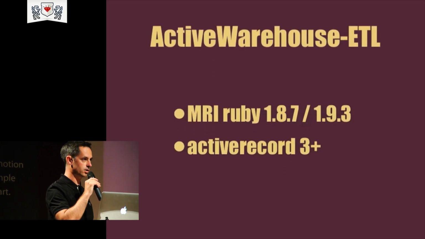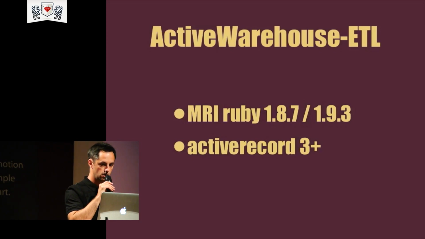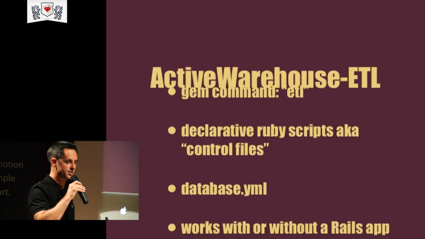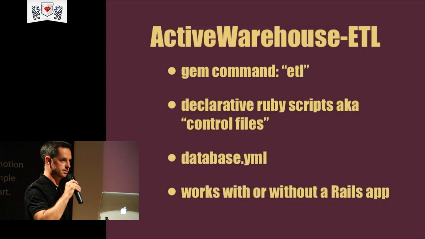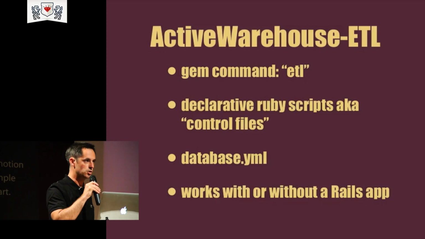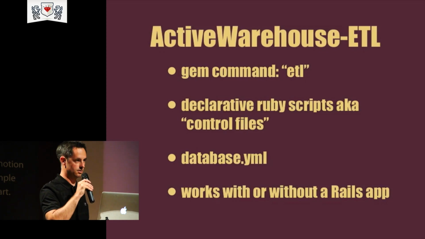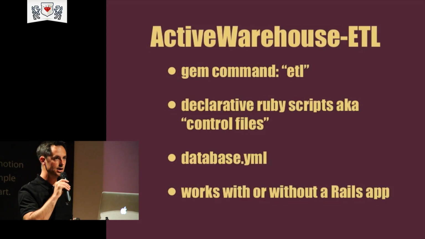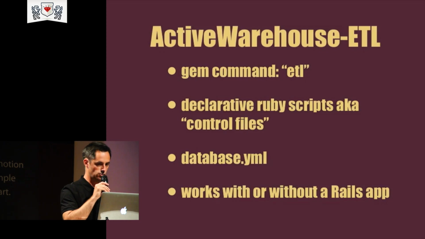It works on Ruby 1.9.3 and ActiveRecord, the most recent versions. So how does it work? Basically, you install the gem, and you have a binary command called etl. You create ETL scripts, which are Ruby declarative scripts. We call them control files. You have a bit of configuration, and it can work in an existing Rails app or outside if you're not into Rails these days.